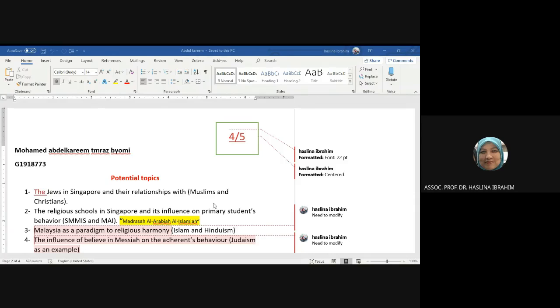So for example, if someone from Indonesia, normally they say Majlis Agama Islam Malaysia, or in Singapore, MUIS, or MUI for example. But in the title it has to be reflected in full. So, Malaysia as a paradigm to religious harmony in Islam.